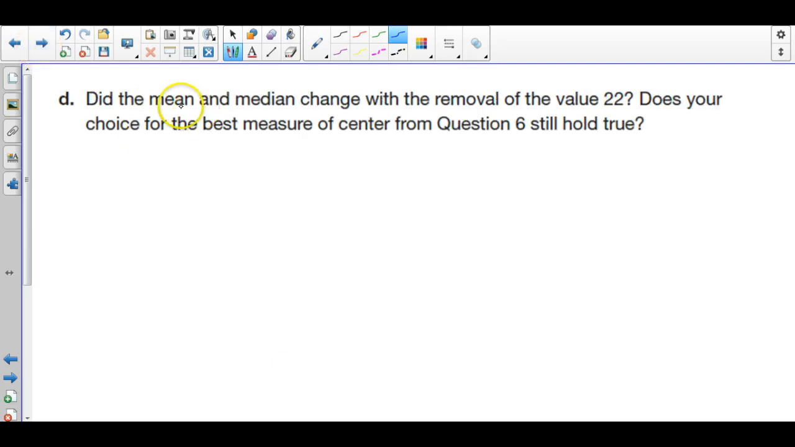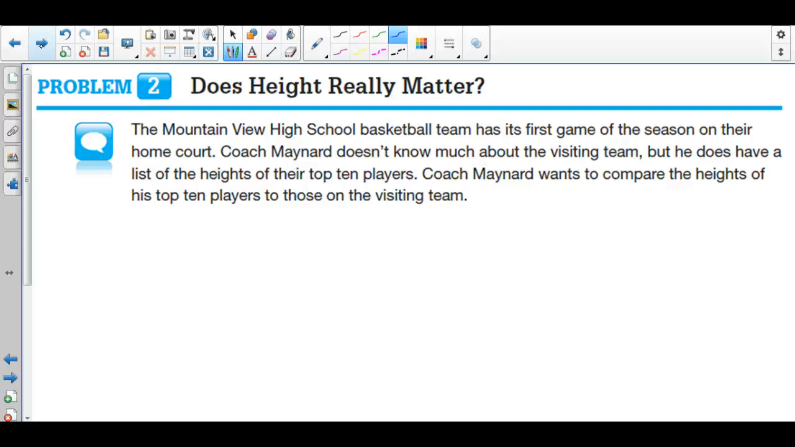So yeah, it says did the mean and median change? Your median would stay the same at 7, but the mean is what changed. The mean went down from 7.8 to 7.1 because when you get rid of such a big number like 22 and you average all your values together, it's going to be a lot less. So that was really it for the first problem. On to the second one.